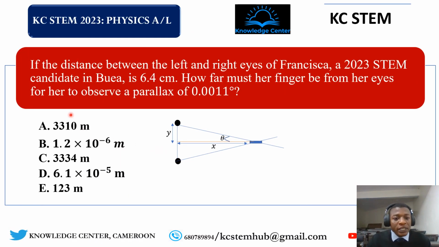So the first question says, if the distance between the left and right eyes of Francisca, a 2023 STEM candidate in Boya, is 6.4 centimeters, how far must her finger be from her eyes for her to observe a parallax of 0.0011 degrees? By the way, Francisca is one of our students at the center here. It's a massive pleasure for us to teach such an amazing girl, and spending our weekends teaching them advanced level physics is a joy, really.